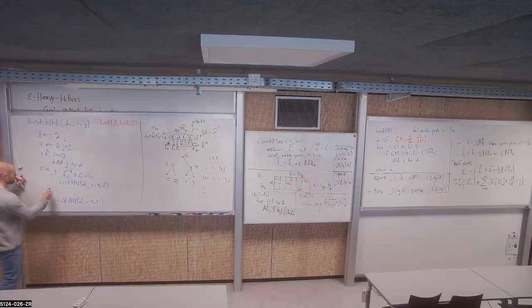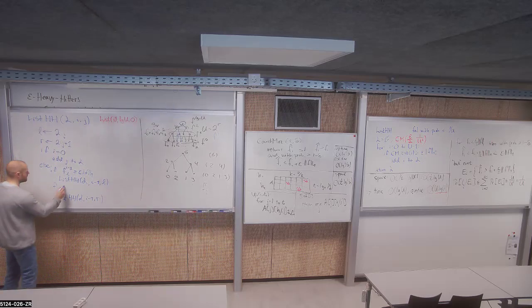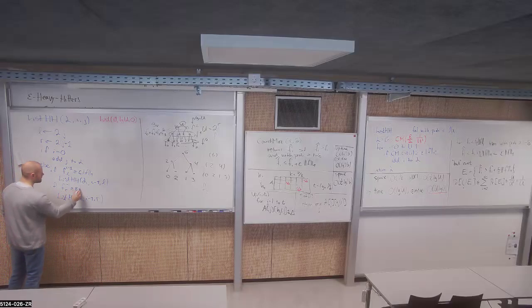And similarly, if the frequency of the right child is at least epsilon times the 1 norm, we're going to recurse into the right child. Let's try to maybe analyze this recursive procedure first, just see what happens.